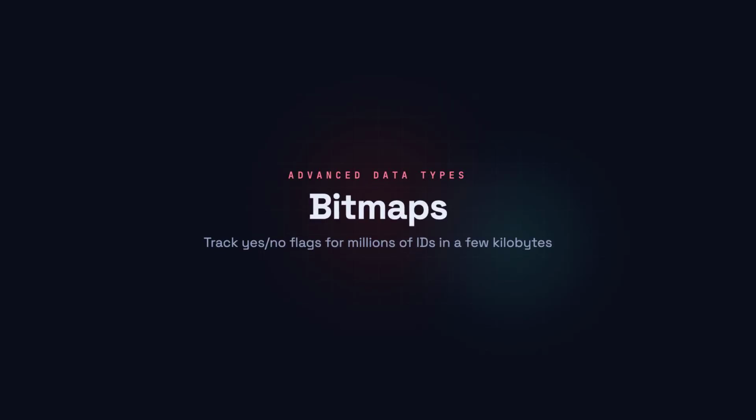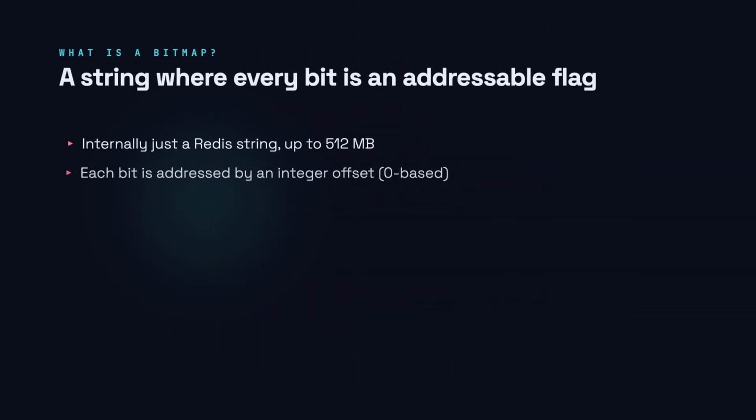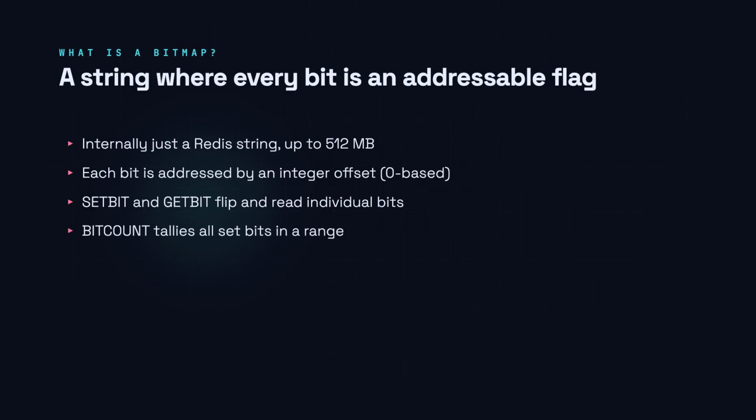Redis bitmaps let you store 1 bit per user or event, giving you compact yes or no flags at massive scale without a dedicated Boolean column for every ID. A bitmap is not a special type. It is a plain Redis string that you access bit by bit. Commands like SETBIT and GETBIT treat each byte position as 8 independent Boolean slots.